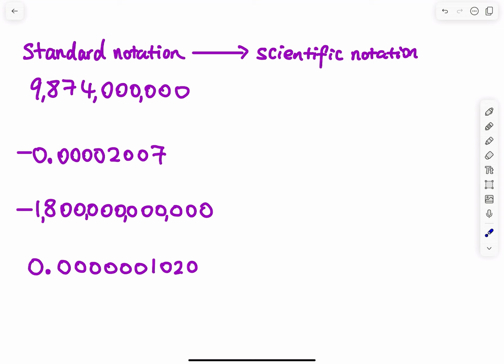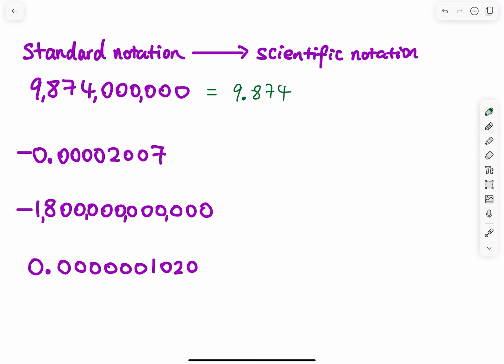So what we are trying to do right now is, take a look. We have 9874 followed by 60. That's all you have to know. So the way we do this is, first of all, I need to point out the first number in my scientific notation, which must be 9.874.